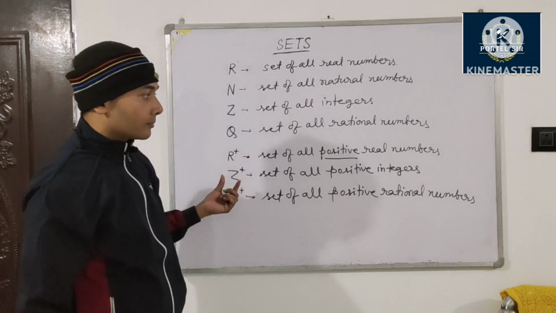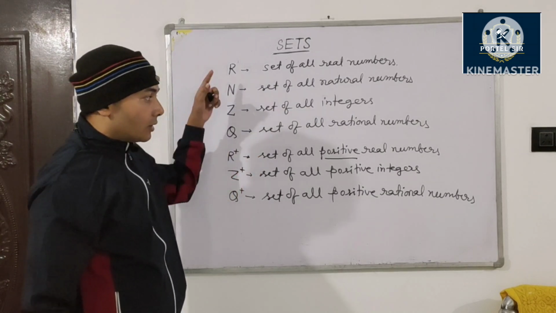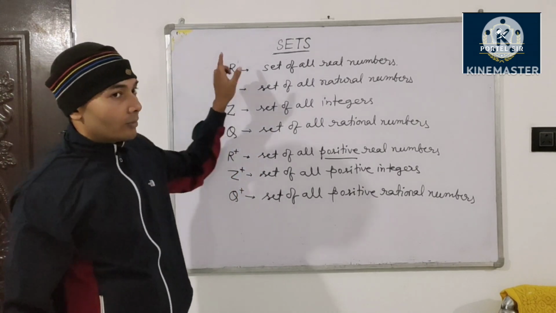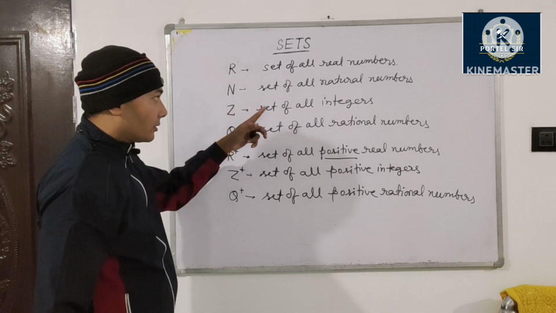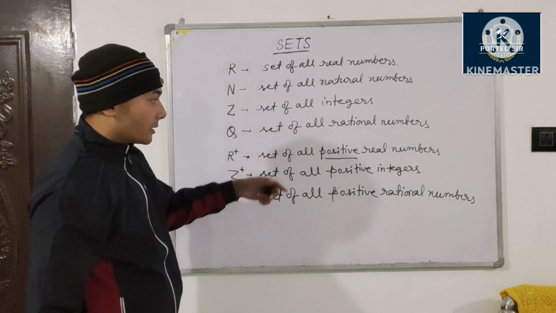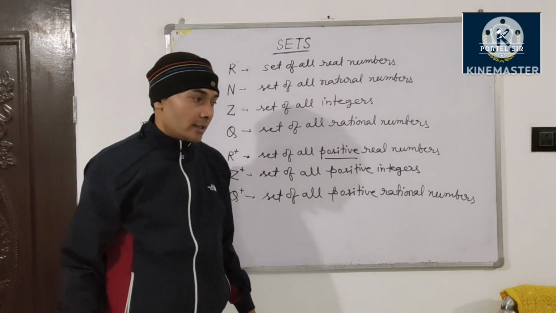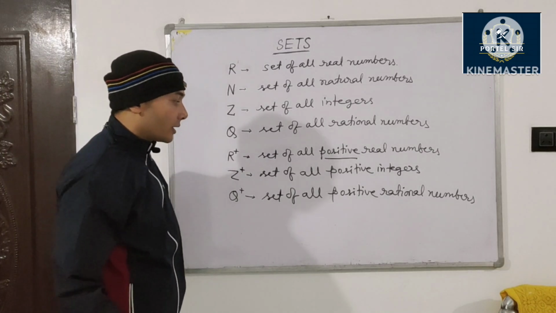This is fixed. In the whole of mathematics we use R for the set of all real numbers, N for the set of all natural numbers, Z for all integers, Q for all rational numbers. Okay, so note this down. This is very important.